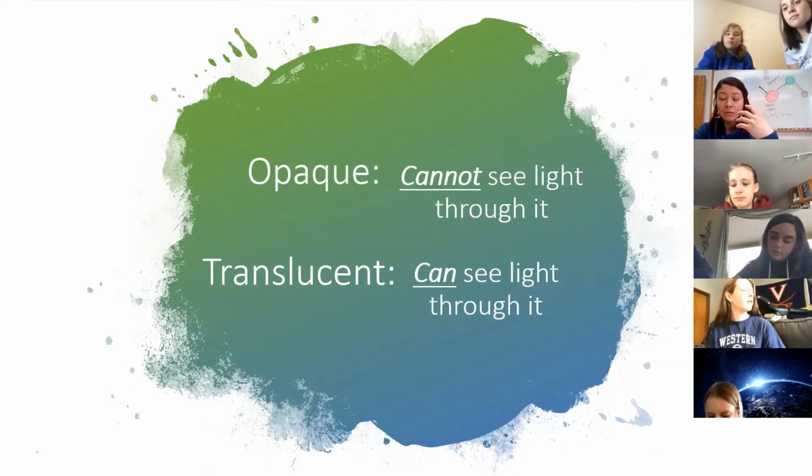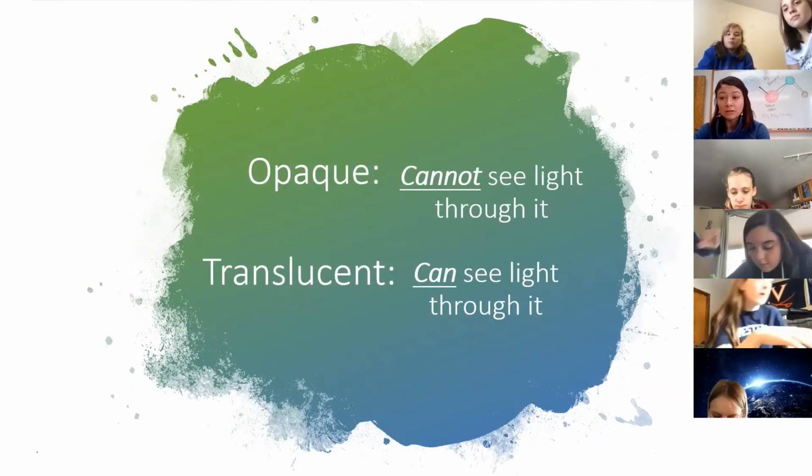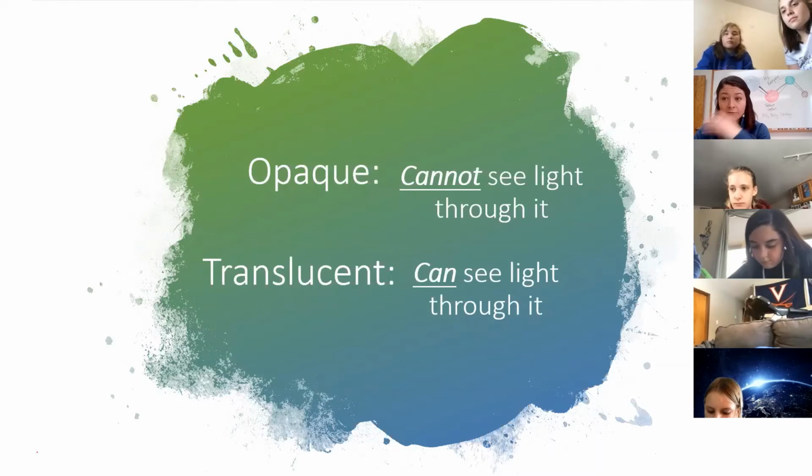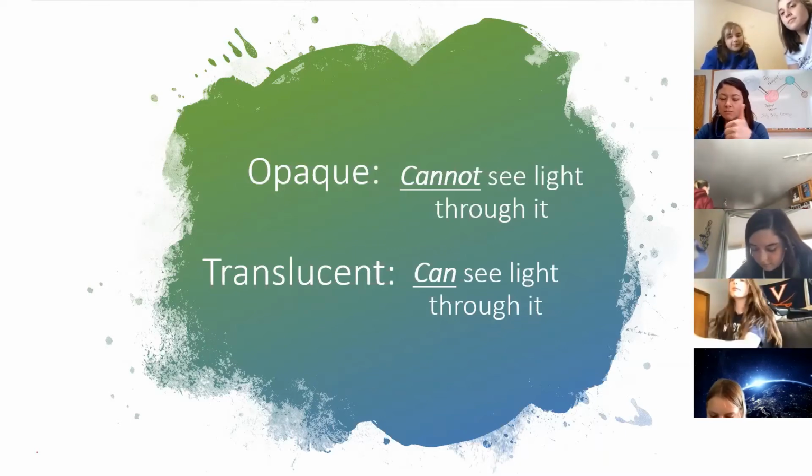Can you see that light coming through the jelly bean? If so, then it's translucent, right? If not, if no light's coming through, it's really dark. In other words, it's opaque. Light cannot go through it. Does that make sense? Yep. Got it? All right, cool.